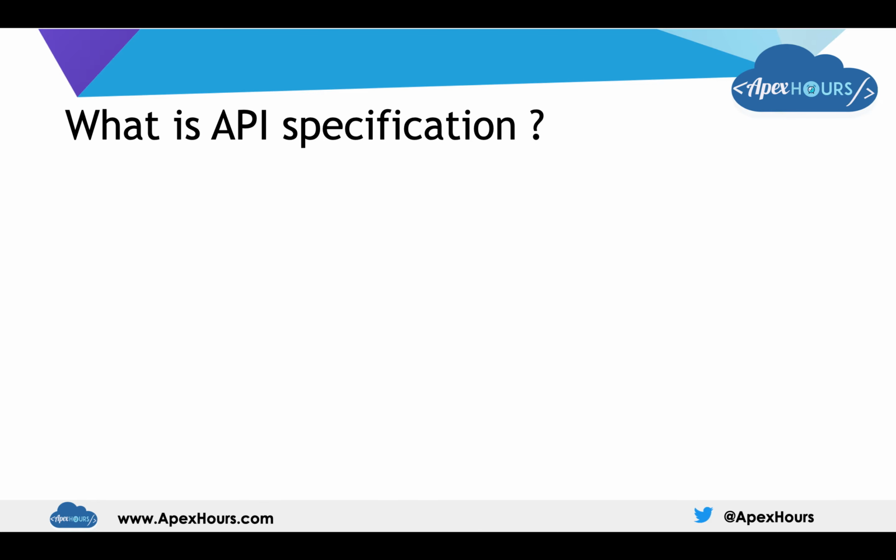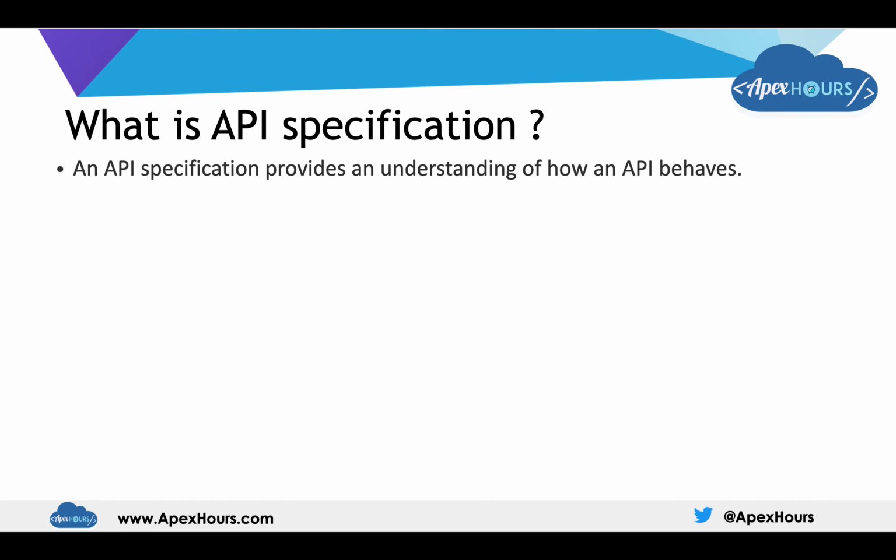Now coming to our designing phase, before discussing the designing of a RAML or designing of an API, what is an API specification? That is very important. An API specification provides an understanding of how your API behaves.